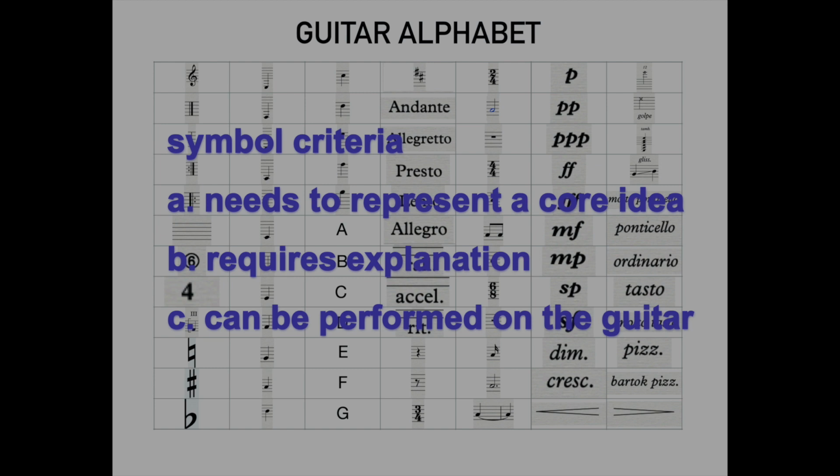What I propose is this. A symbol needs to represent a core idea. That idea cannot be broken down any further. The symbol requires explanation. What that means is that the student can't figure it out on their own. They need to point to the score and say, what does that mean? The symbol is something that can be produced on the guitar.